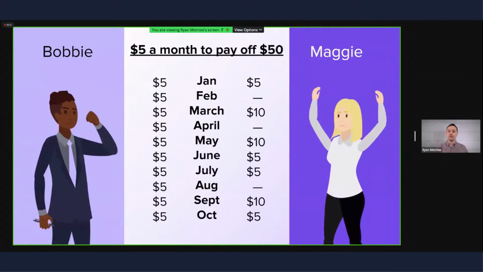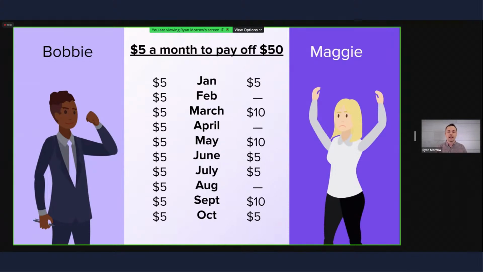So let's say Bobby and Maggie have a payment plan of $5 a month to pay off $50 in debt. Bobby pays their $5 each month and pays off the $50 in total. Maggie, on the other hand, misses a few monthly payments, but still manages to complete the $50 debt. In the end, Bobby will have a much higher credit score than Maggie because they upheld the plan and paid off the debt in a timely manner.